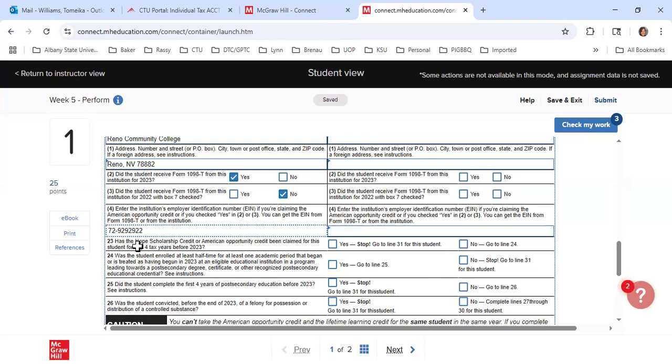Line 23 has the Hope Scholarship or American Opportunity. We're going to say no. Line 24, we're also going to say no because the student was not enrolled half-time or full-time. Now, once you have these questions, please let me know. I don't want to move down if someone has not answered these yet and put in this EIN number.